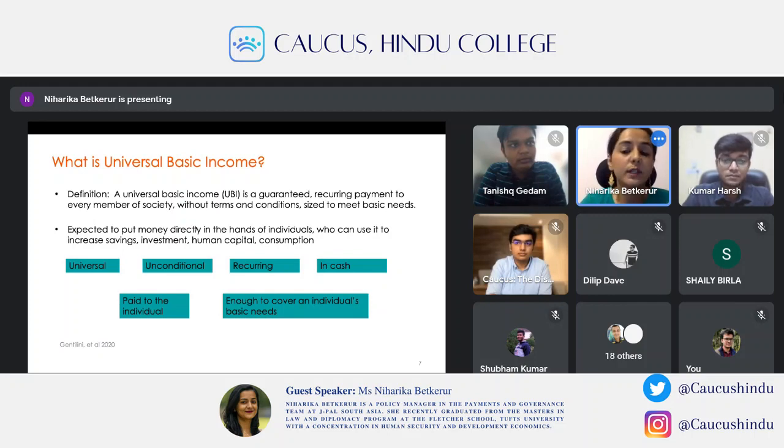Essentially, it should be enough in amount to kind of meet an individual's basic needs like housing, food, clothing, etc. And what exactly is this money expected to do in the hands of these individuals, and why is it such a powerful concept? It is that, as I said, it does not come with any conditions.